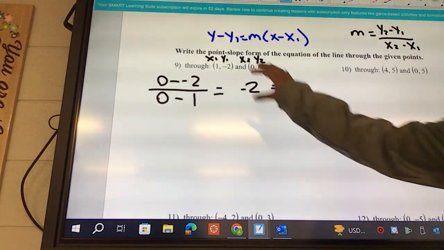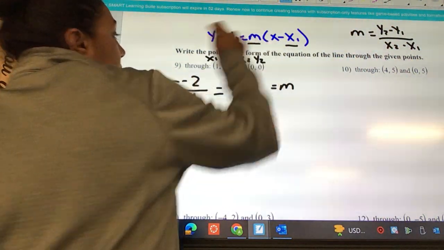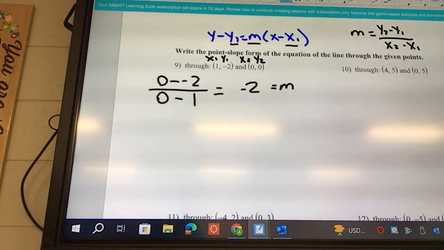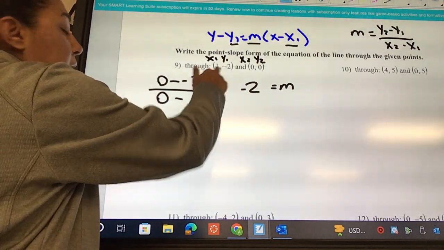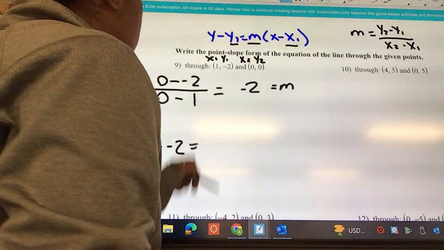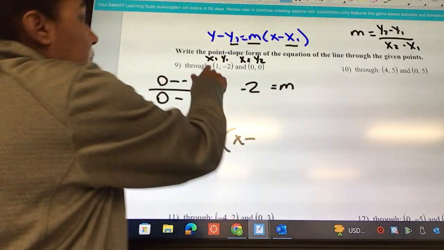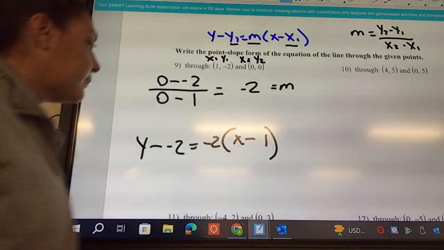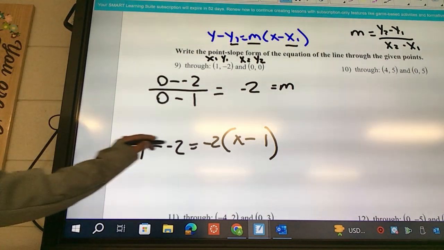Now I can look, do I have enough stuff? Do I have an x1, a y1, and an m? Do I have enough stuff to do that formula now? Yeah, I have everything I need. So now we can plug it in. So I got y minus, well, my y1 is negative 2, equals my m is also negative 2, x minus my x1 is 1. I need to change that minus minus into a positive. That's the only other thing.